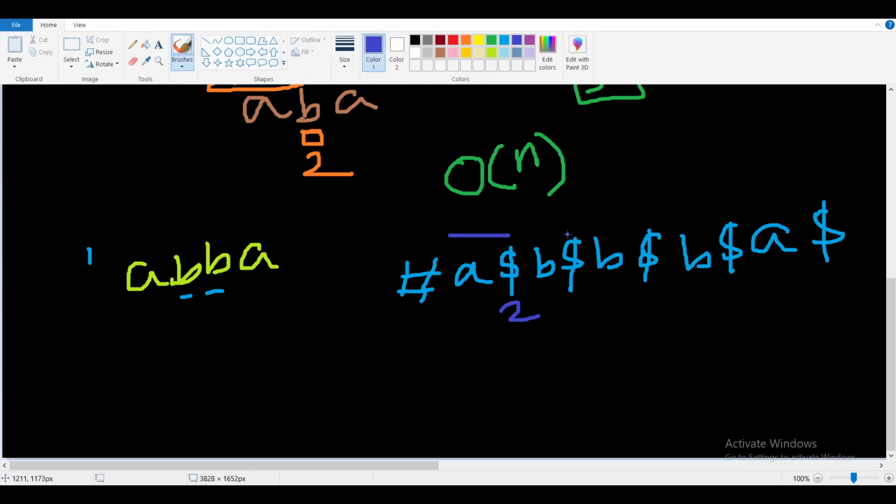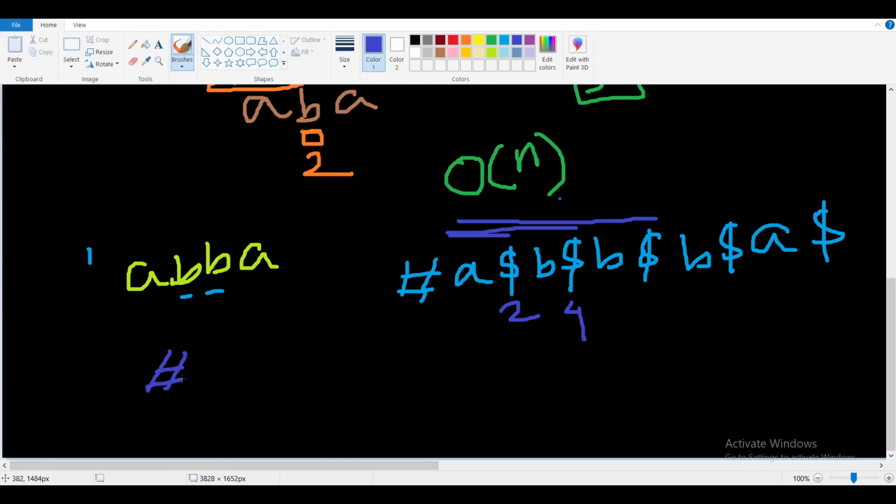This will be what? This will be 4. So this will be 2 4, and this will be what? This will be... I think so. So I have taken one extra b. That's why it is not working here. So let's take one lesser b.